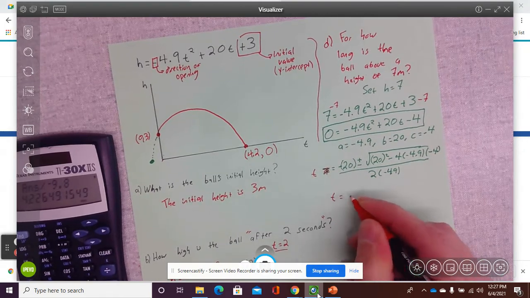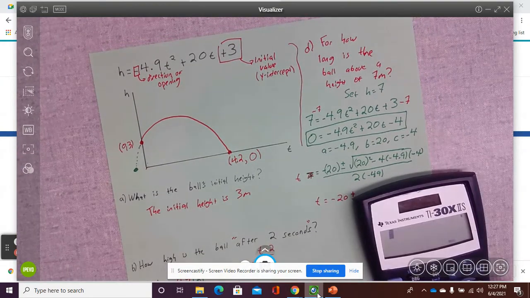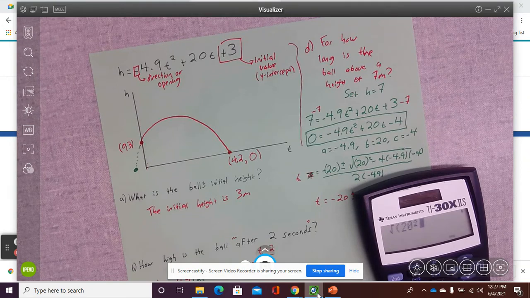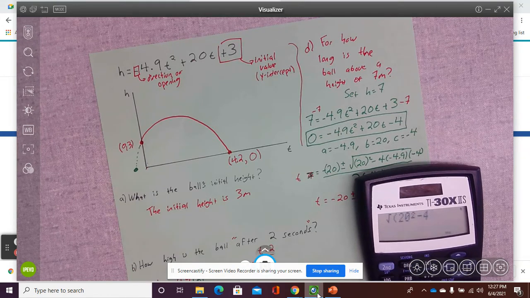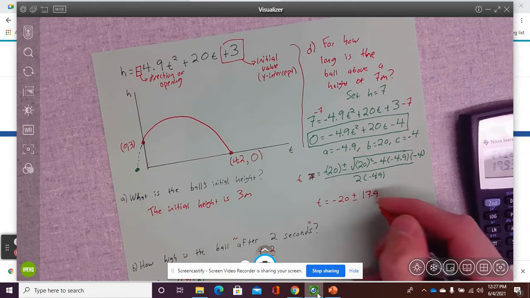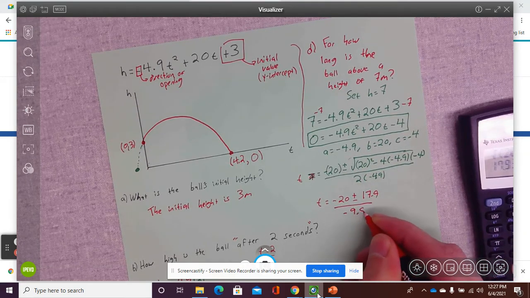So what is t equal to? Well, it's -20 plus or minus. And again, we can put everything under the square root in our calculator in one step. If you have a scientific calculator or an Android phone, I know iPhones can be a little bit more finicky. You're welcome to take however many steps you'd like. So this time, the number under the square root, I'm square rooting in the same step, is going to be plus or minus 17.9. So I did all of this in one step in my calculator and then divided by -9.8.